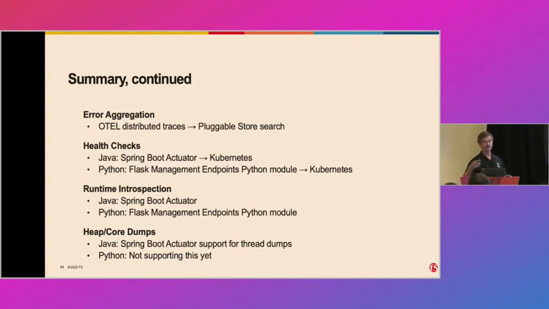Runtime introspection, same basic thing here. And when we got to core dumps, the Spring Boot Actuator also supported the capability to do thread dumps. Not pure core dumps, but thread dumps. Thread dumps in Java are really, really useful once you figure out what they're telling you for this. But Python doesn't have that capability at this point in time. And so Python was not part of that.